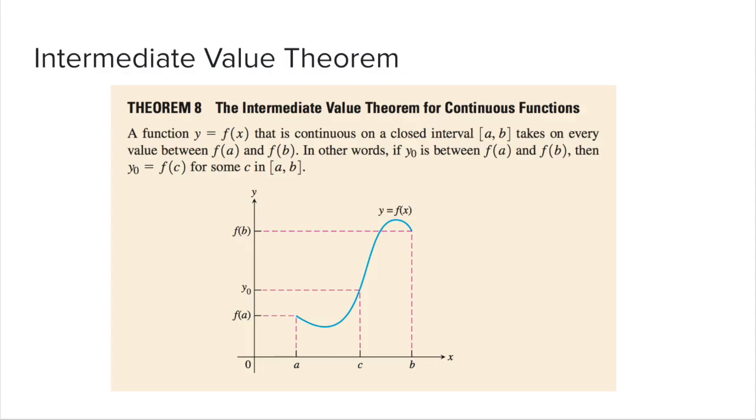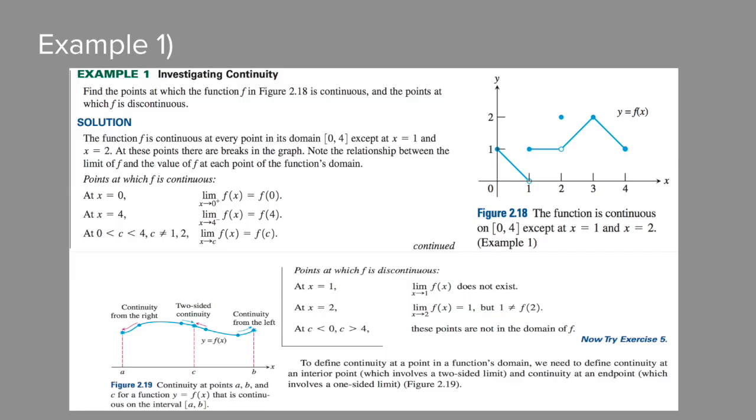The intermediate value theorem for continuous functions states that if a function is continuous on a closed interval [a, b], then there is a value for every x from f of a to f of b.